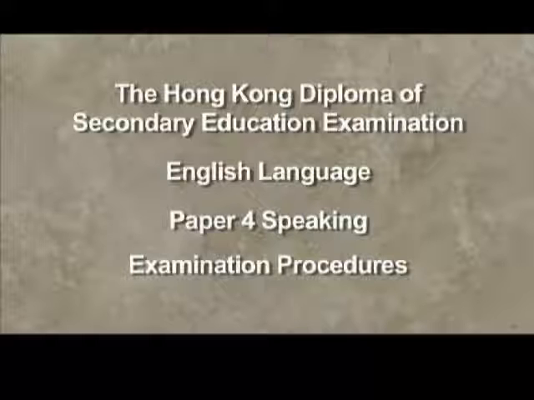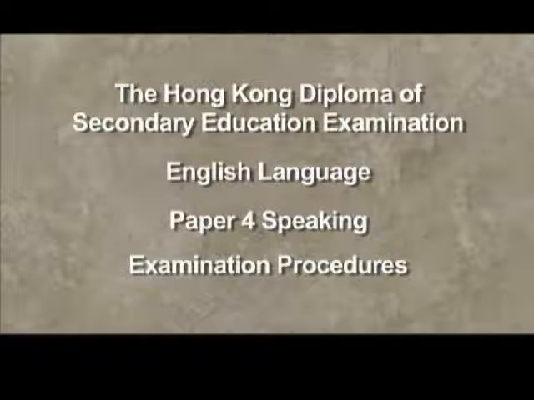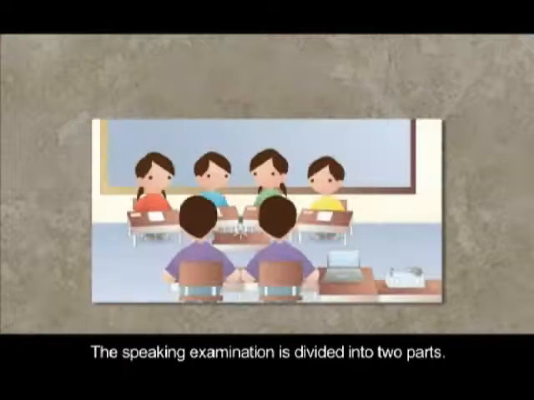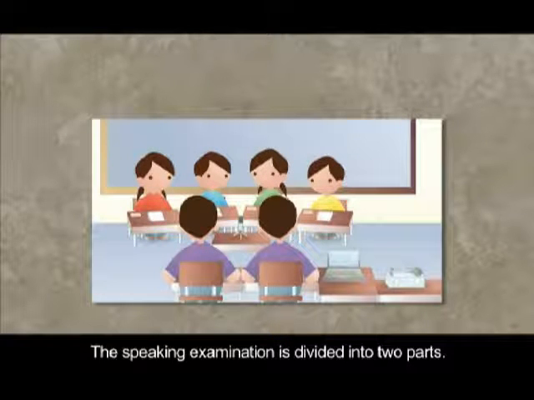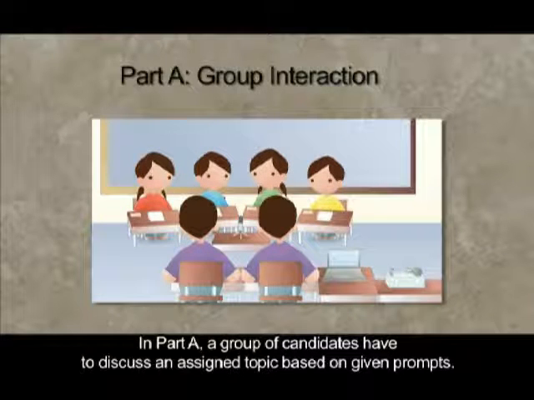The Hong Kong Diploma of Secondary Education Examination, English Language, Paper 4, Speaking, Examination Procedures. The speaking examination is divided into two parts. In Part A, a group of candidates have to discuss an assigned topic based on given prompts.